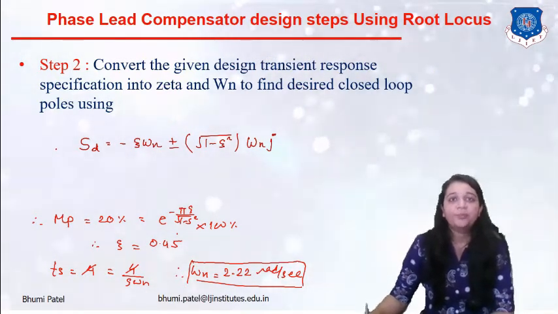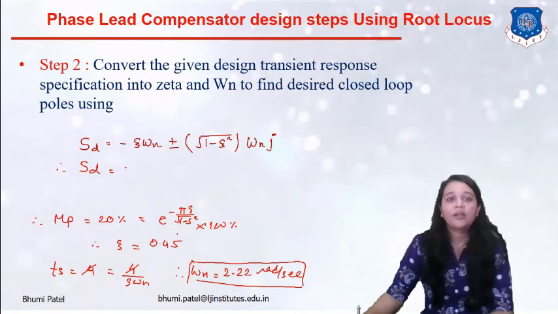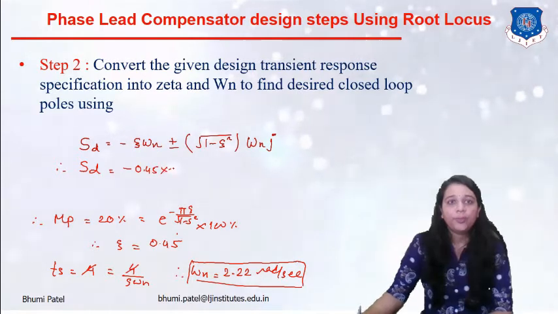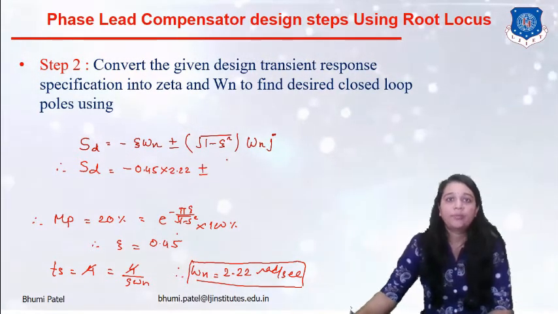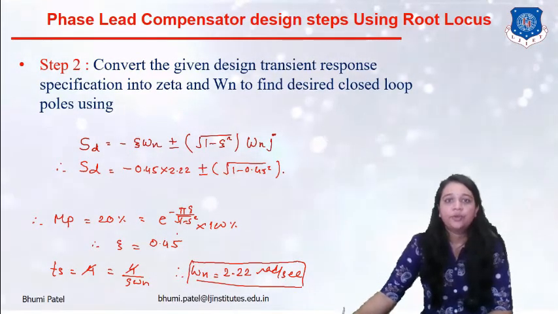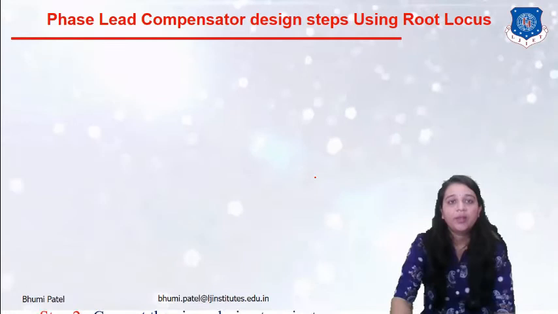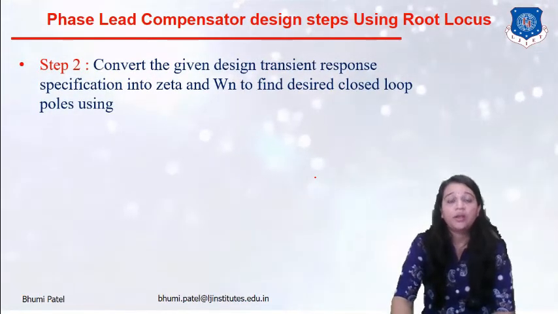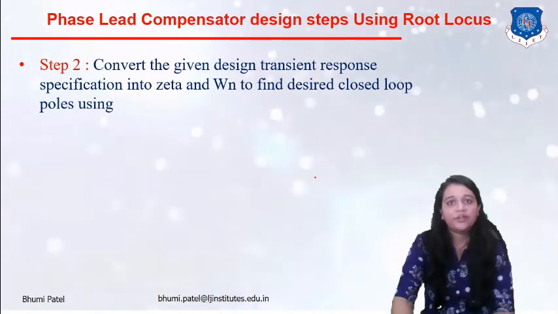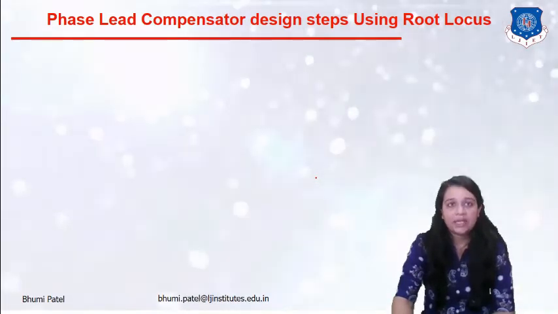Now put the value of zeta and omega n in this s_d equation. So we can get s_d is equal to minus 0.45 into 2.22 plus or minus, in the bracket, 1 minus 0.45 square into 2.22 j. So this is the s_d point of this system. Now step number 2, convert the given design transient response specification into zeta and omega n for the desired closed loop pole, so we have to find the value of s_d using the zeta and omega n.